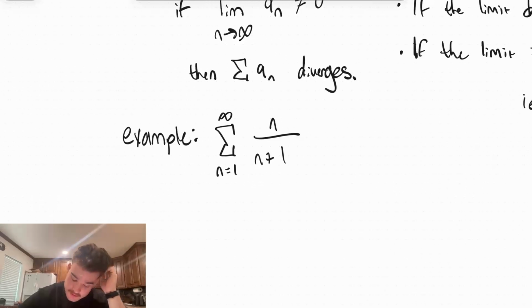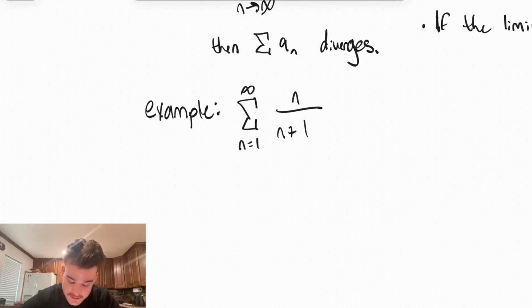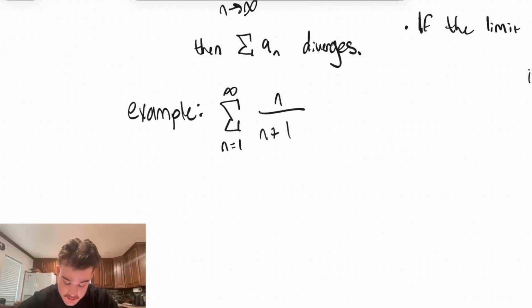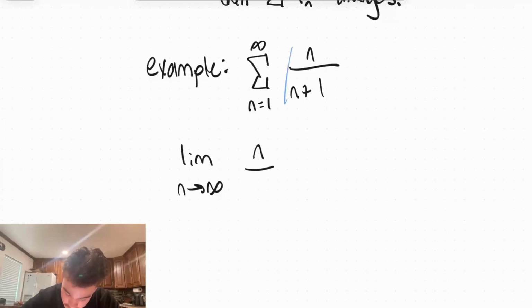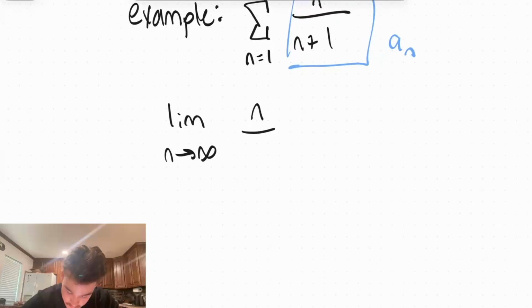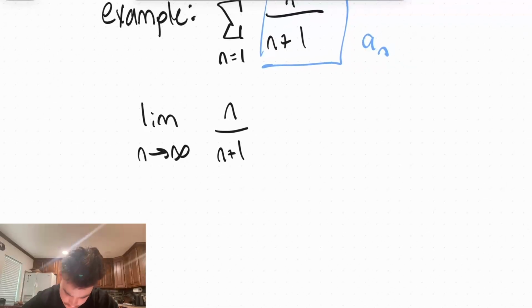But let me walk you through this example. We have the summation from n equals 1 to infinity of n over n plus 1. So you're going to set it up as the limit as n goes to infinity, where we call this a sub n, of n over n plus 1.